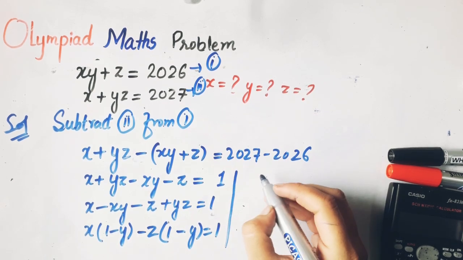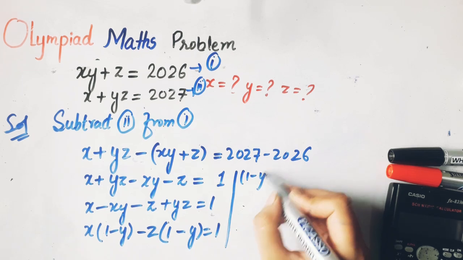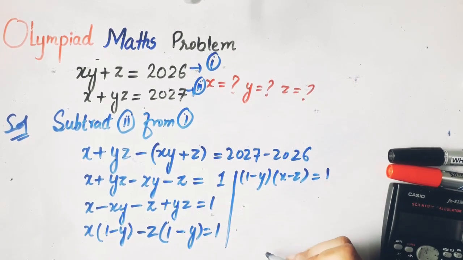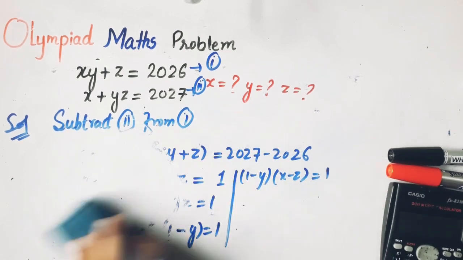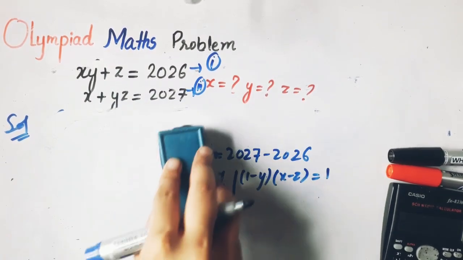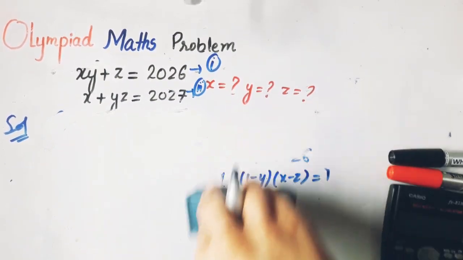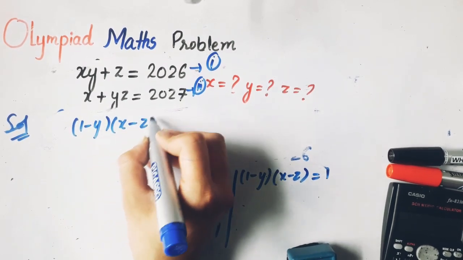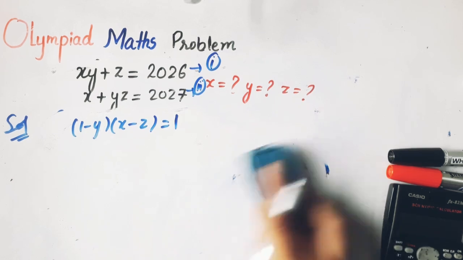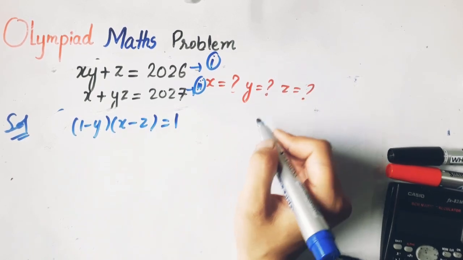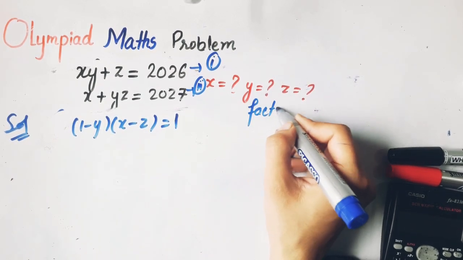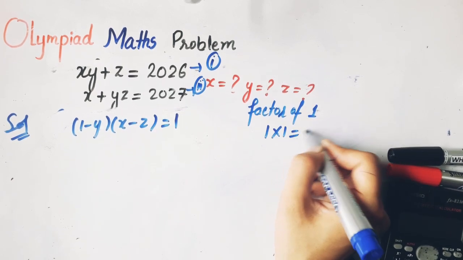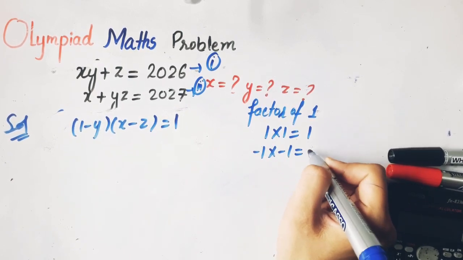Now there are two conditions. We have 1 minus y and x minus z, and the product equals 1. So what are the possible factors to solve this? Write this equation here, that is 1 minus y into x minus z equals 1. This gives us factors of 1 are: first 1 times 1 is 1, and minus 1 times minus 1 is also 1.